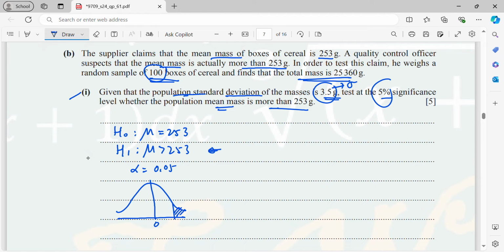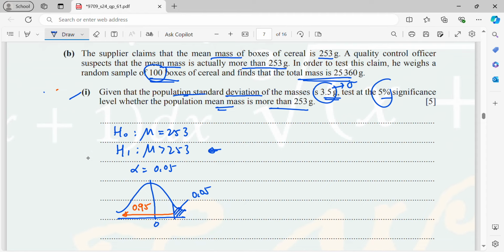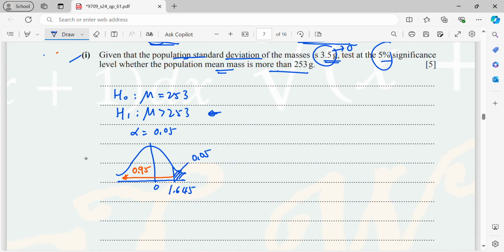So this region is 0.05. Since we are using the Z test, the normal test, the total region towards the left side will be 0.95, so that the total probability is 1, and then you will be getting the critical value as 1.645 from the table. Now, the calculation, Z is x bar minus mu over sigma over square root n.